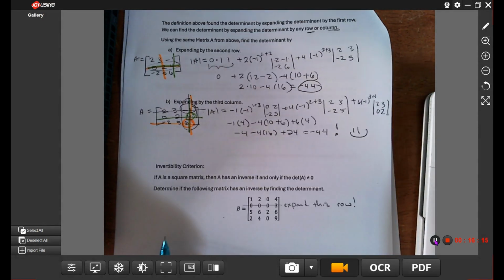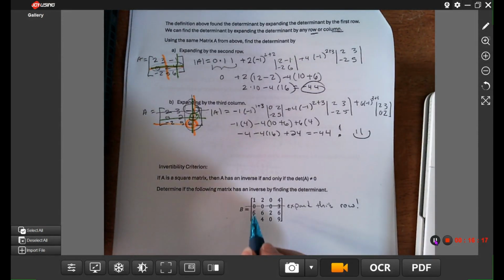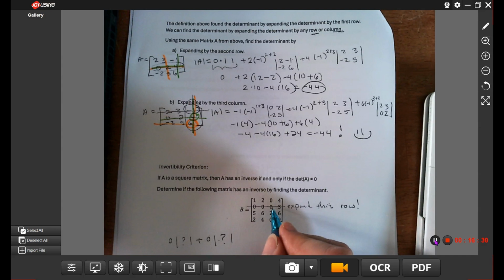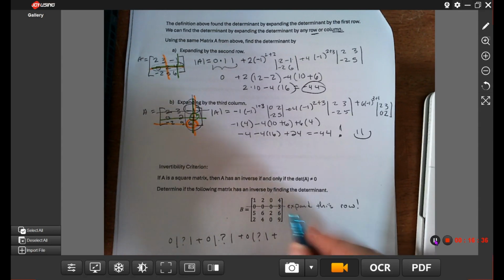So this entry, 0, times the matrix, it doesn't matter what it is because 0 times anything is 0, plus this entry, which is 0, times, doesn't matter what this is because it's going to equal 0, plus another 0 times a determinant that doesn't matter what it is because I'm going to get 0. All right, this is the one that's going to matter.